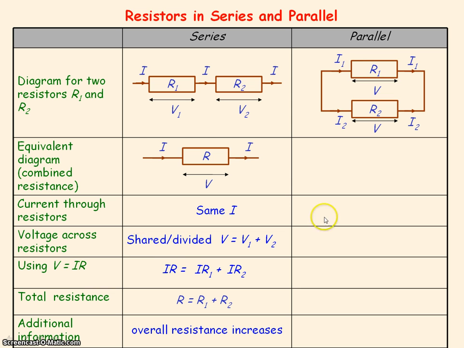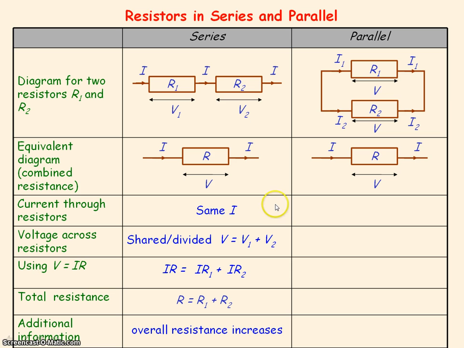We're now going to consider the two resistors R1 and R2 in parallel. And again, we're going to find the total resistance of these two resistors in parallel. So that would be equivalent to resistance R, which will have a current I flowing through it and a voltage V across it.